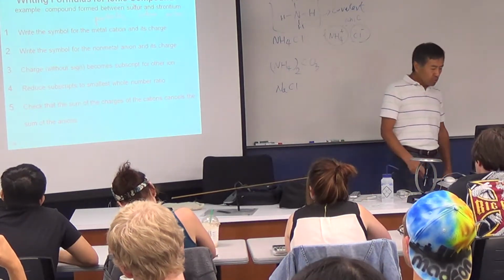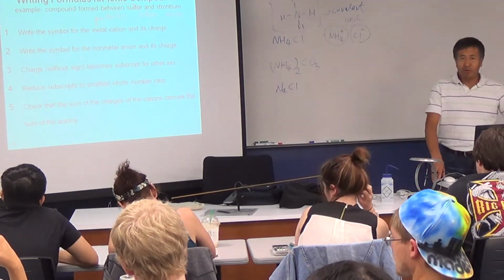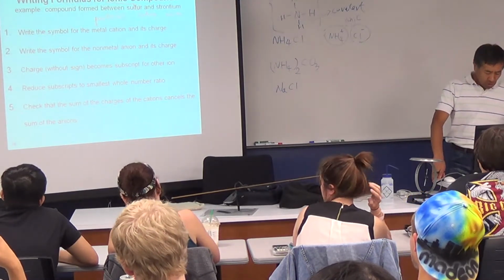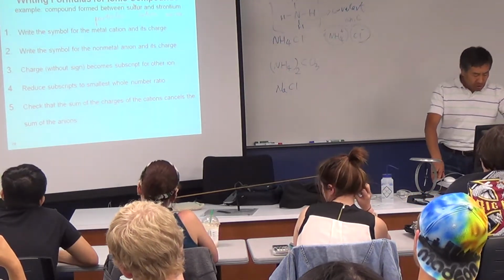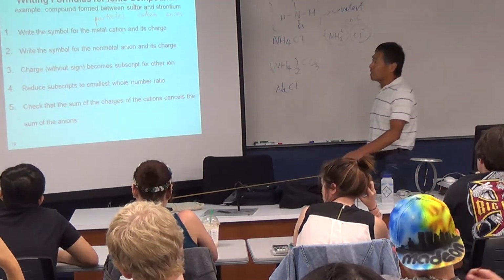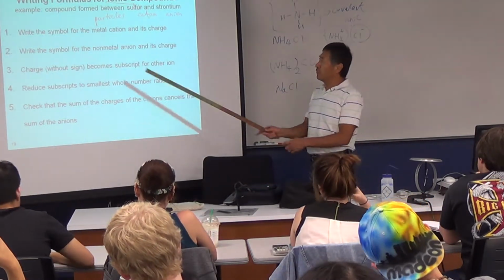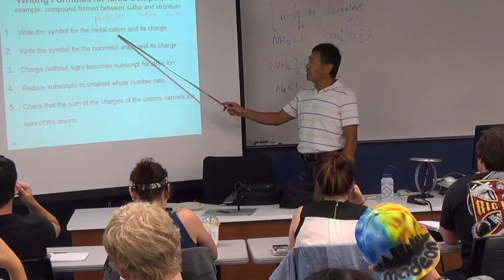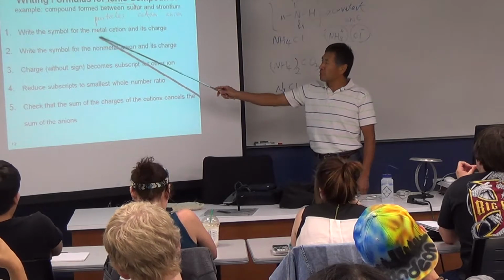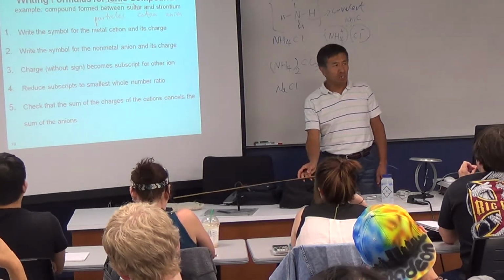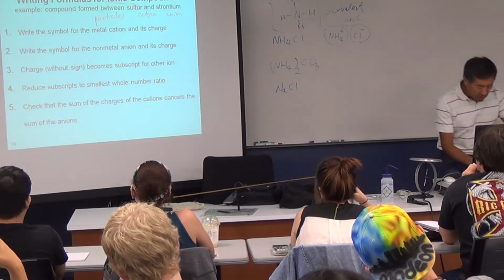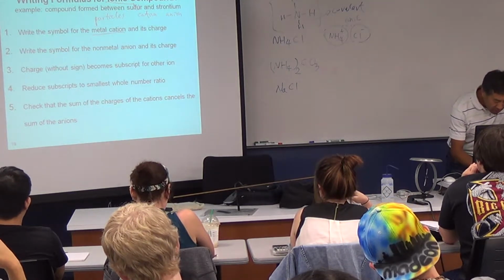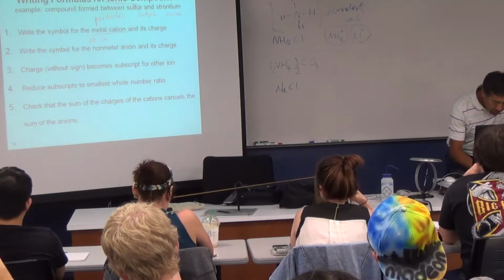So to write the formula for those ionic compounds, what do you do? You will first write the symbol for the metal cation and its charge, but this is only one possibility. Metal cation, so let me write here. What about that?